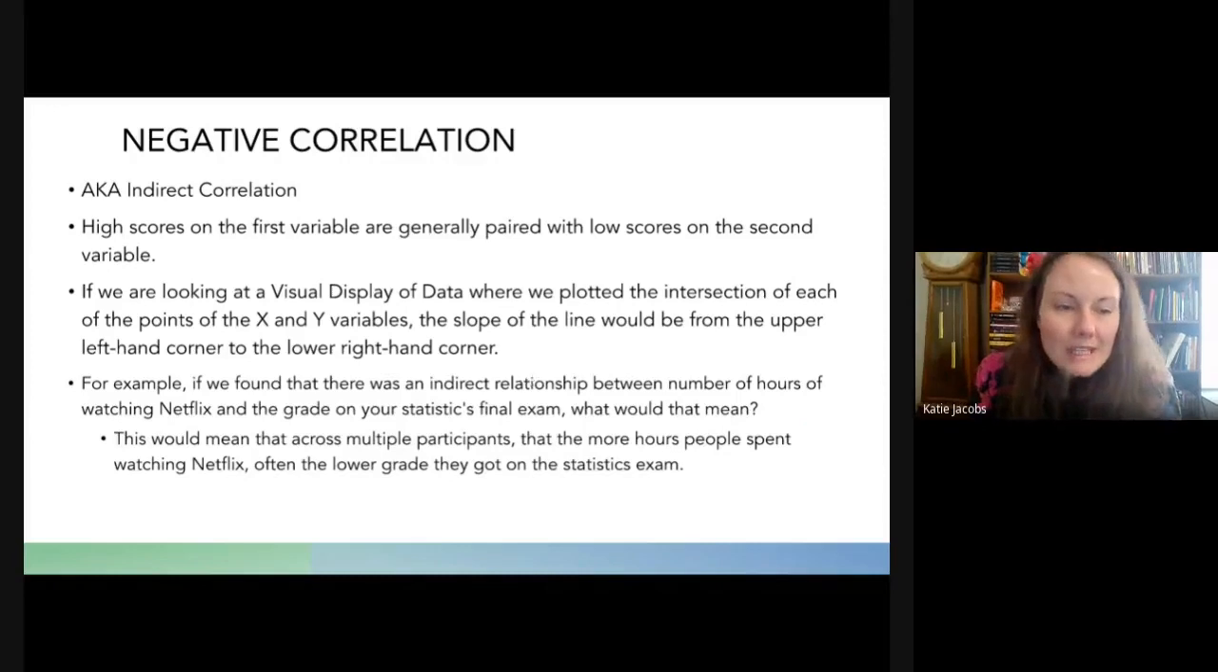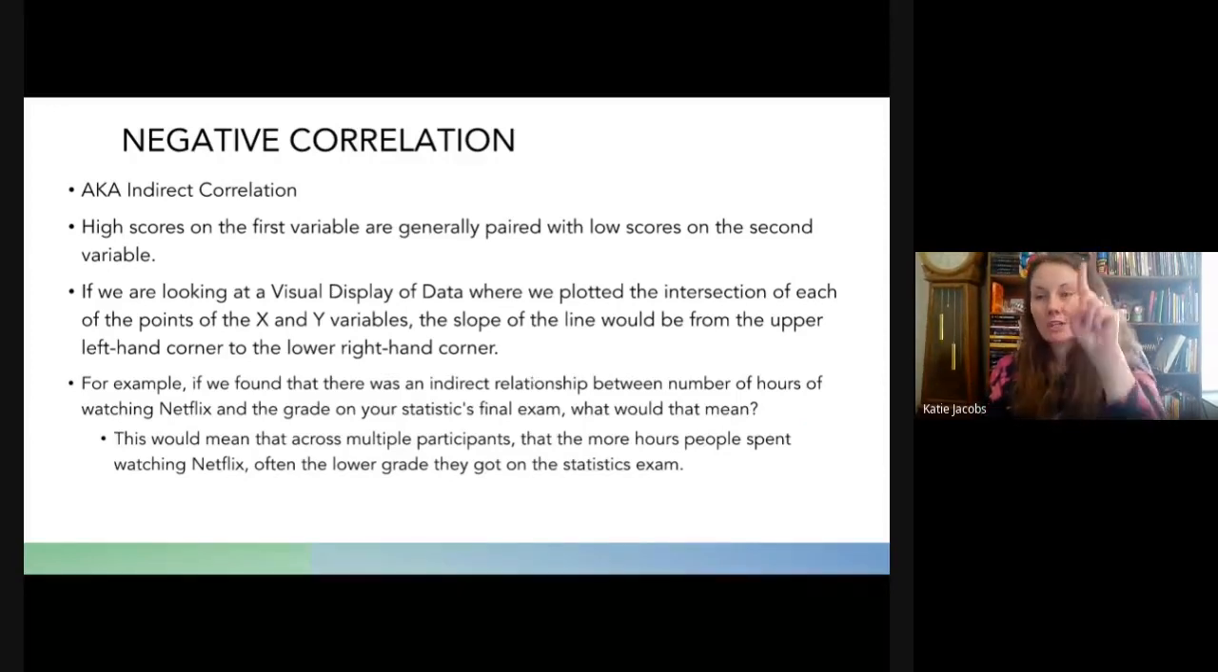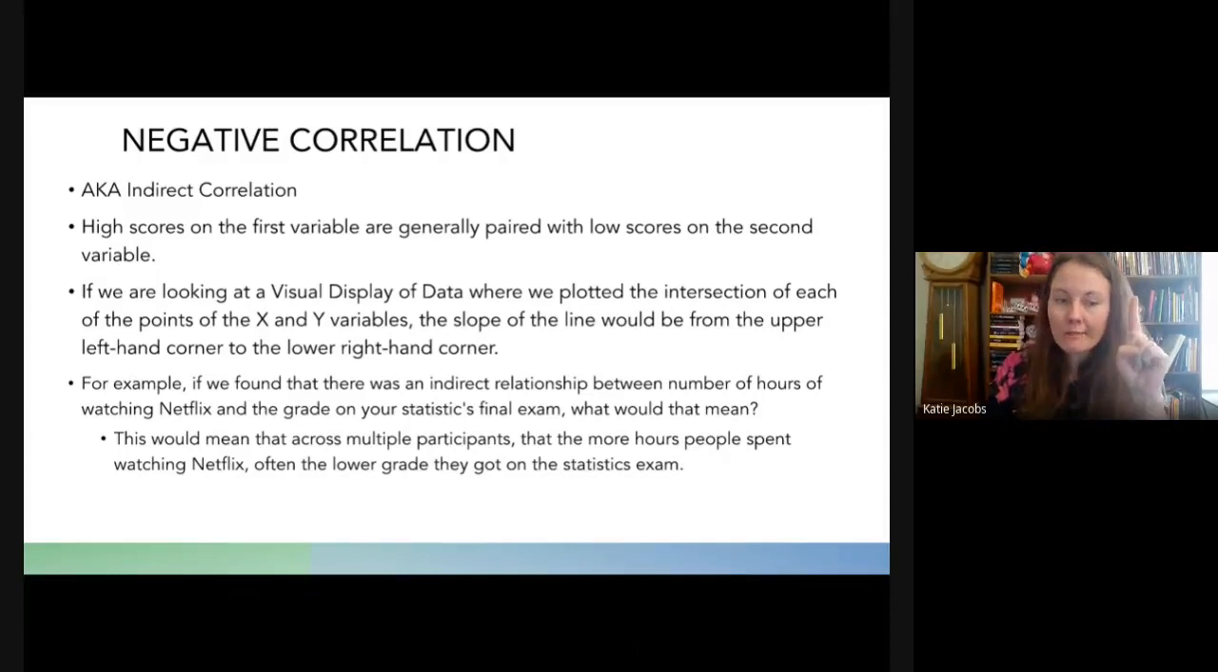Okay, so what this would mean is that across multiple participants, the more hours people spent watching Netflix, so the more that the hours went up, the lower the grade they got on their statistics exam. So that would be an indirect correlation or indirect relationship. And so if we calculate our test statistic and it comes out negative, that's what it's saying, that we have an indirect correlation. And sometimes you would expect this to happen, and sometimes you wouldn't.